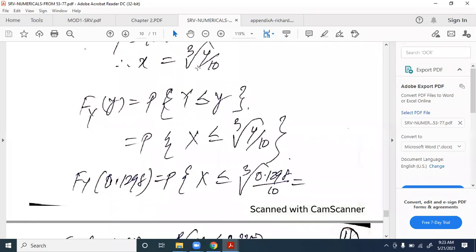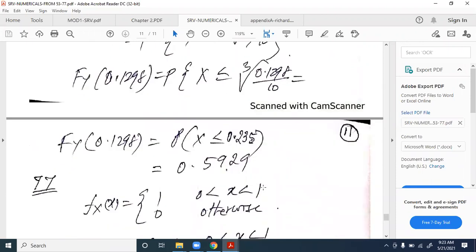Having written this, now we need to find out the value of Fy at 0.1298. This is the value which we need to find, and hence we need to write P of X less than or equal to the cube root of 0.1298 by 10. So this value we need to find out. Now this value, the cube root of 0.1298 by 10, turns out to be 0.235. Using the calculator you can calculate it, and this turns out to be 0.235. And from the table, we'll get this value as 0.5929.